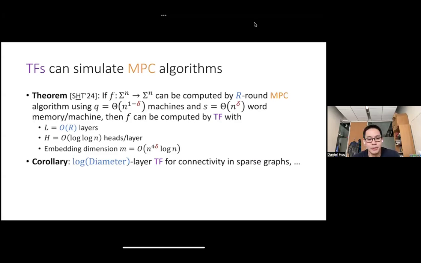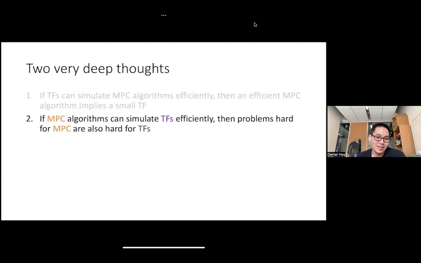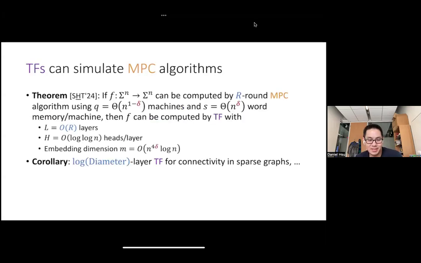So that's the first way in which MPC and transformers are related, based on the first very deep thought that we had. Any questions about this before I move on?